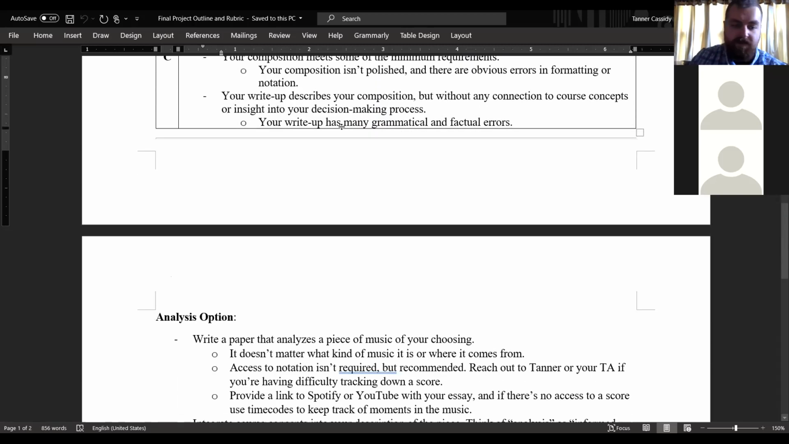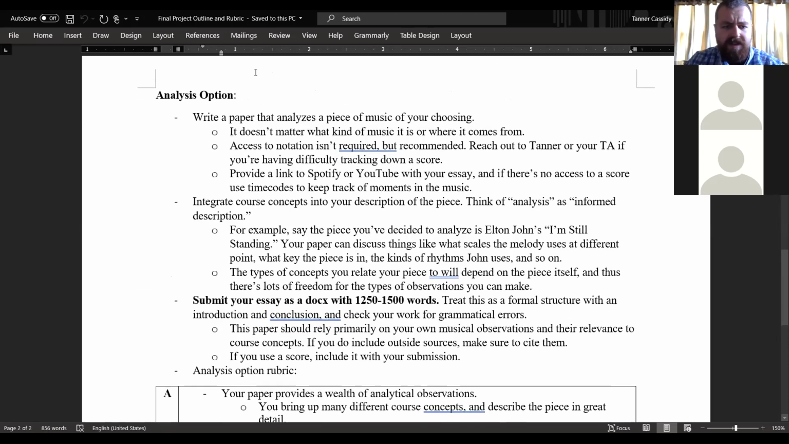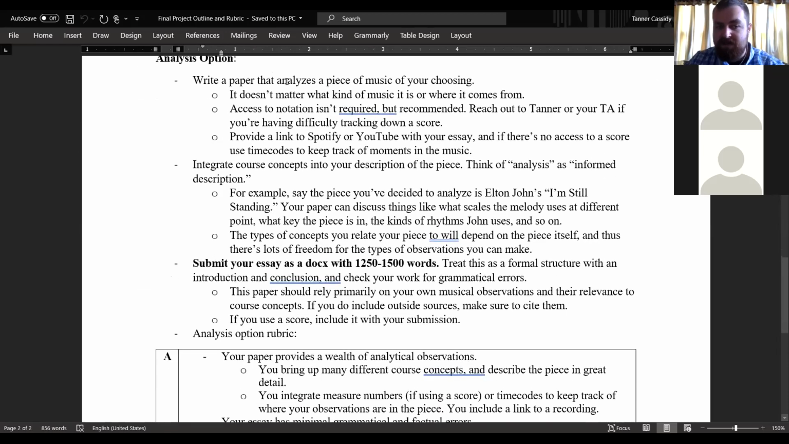Okay, so let's talk about the other thing. Let's talk about analysis. Basically, write a paper that analyzes a piece of music of your choosing. It doesn't matter what it is, doesn't matter where it came from. Access to notation isn't required, but is recommended.